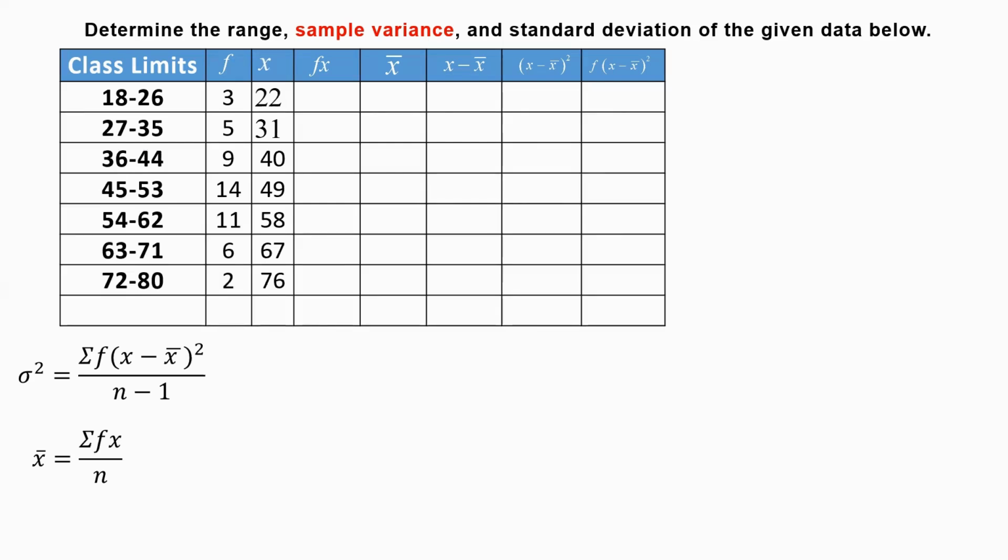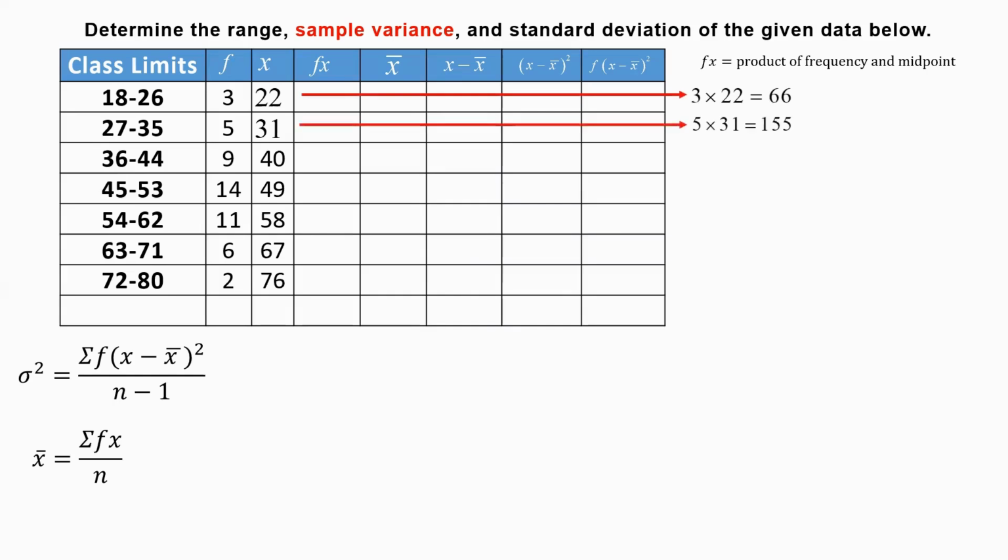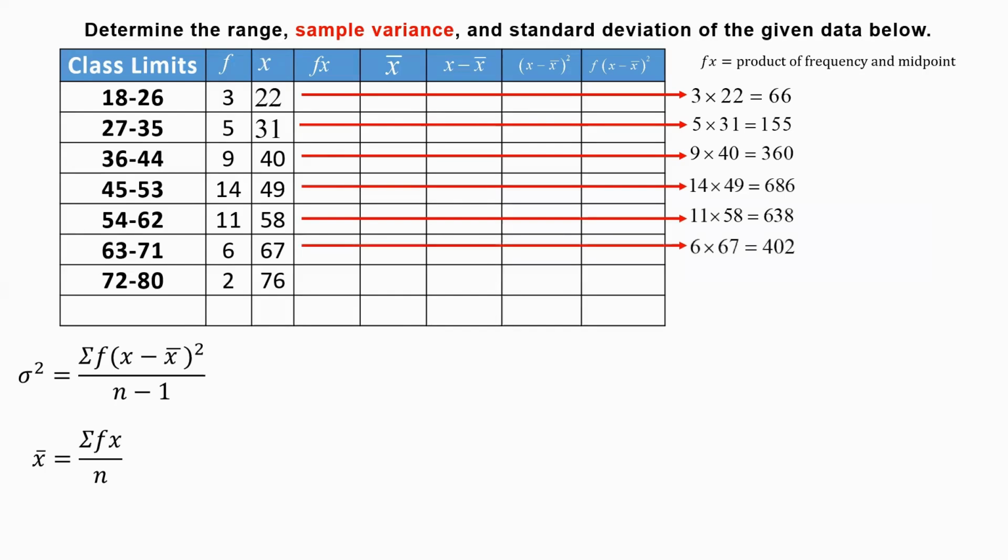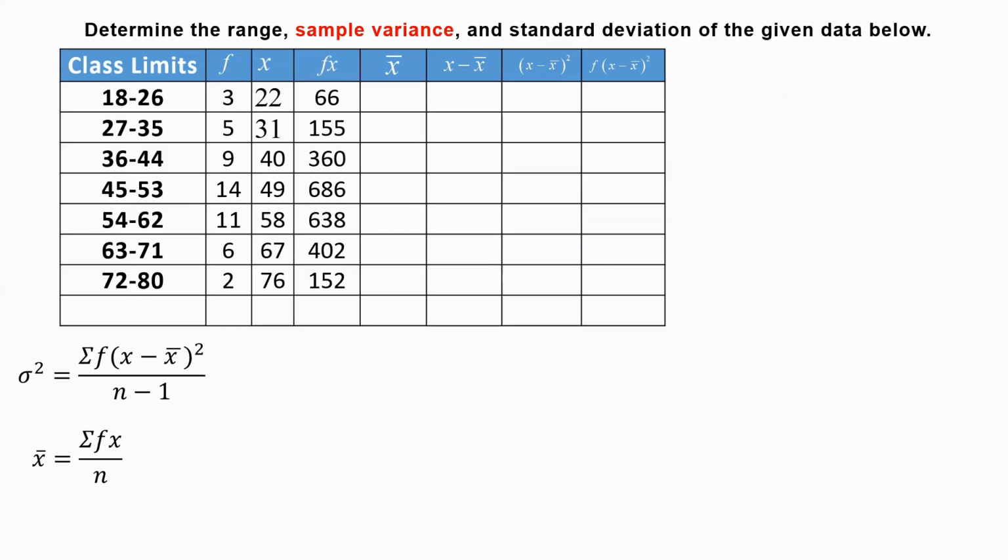Now we are going to get the product of the frequency and the midpoint. We will multiply. On the first row, that is 3 multiplied by 22, that is equal to 66. Okay? So now we have 5 multiplied by 31, that is 155. So 9 multiplied by 40, that is equal to 360. And so on and so forth. You will do the same thing until you meet the bottom part. Okay? So rewrite that in our fourth column, the product of frequency and the midpoint.